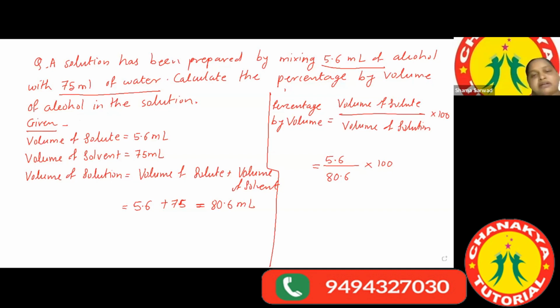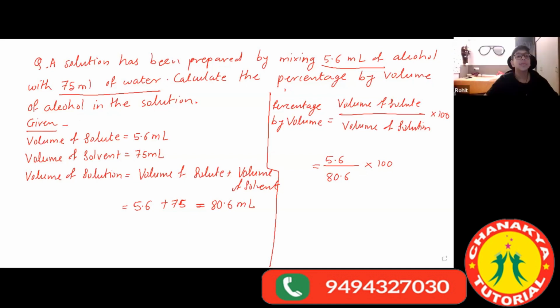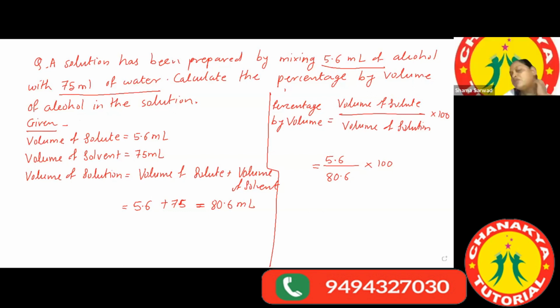Rohit, answer is 4.95. Check the answer once. I wrote 6.95. That's what you wrote, 4.95? I wasn't sure. If you are writing 6.95, then that's correct.